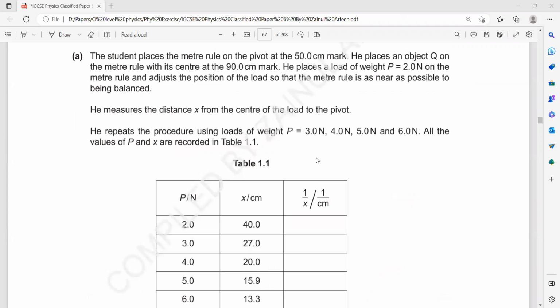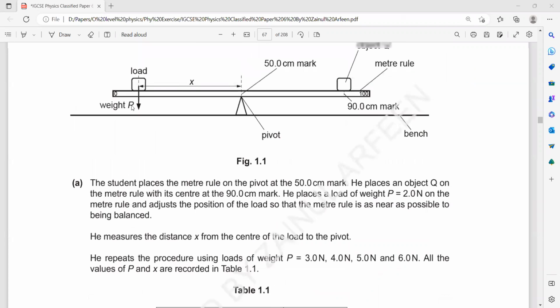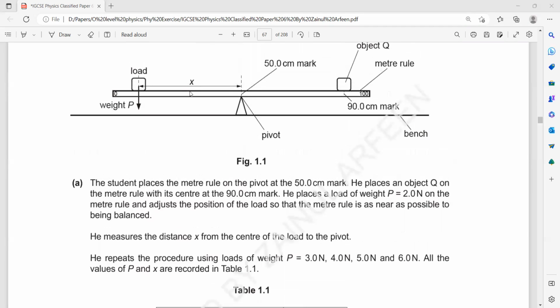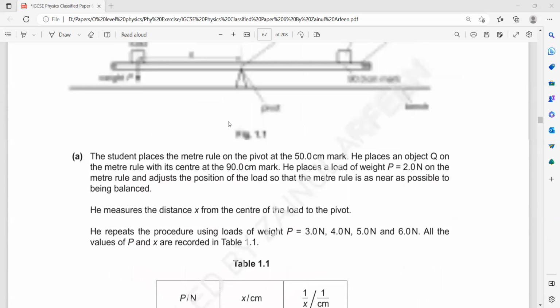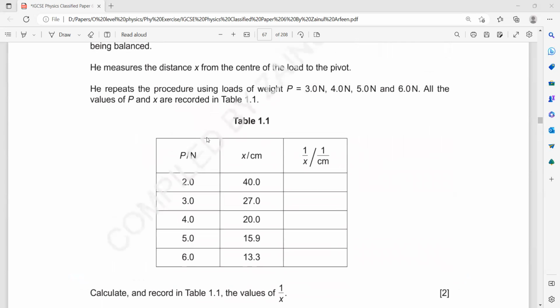So a student places a meter rule on the pivot at the 50 centimeter mark. He places an object Q on the meter rule at the 90 centimeter mark. He places a load P, which is 2 Newton, on the meter rule and adjusts the position until it is balanced. He measures the distance X from the center of the load to the pivot. He repeats the procedure with load P equal to 3 Newton, 4 Newton, and 5 Newton, and so on.